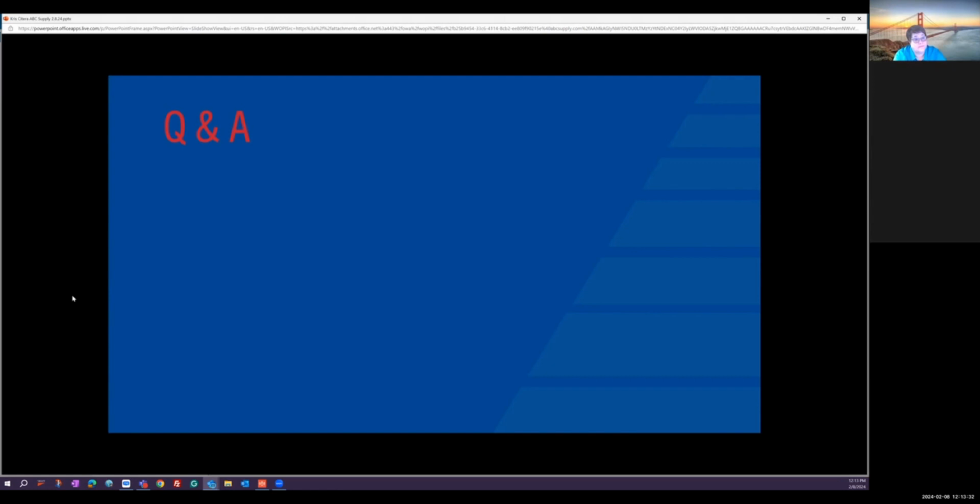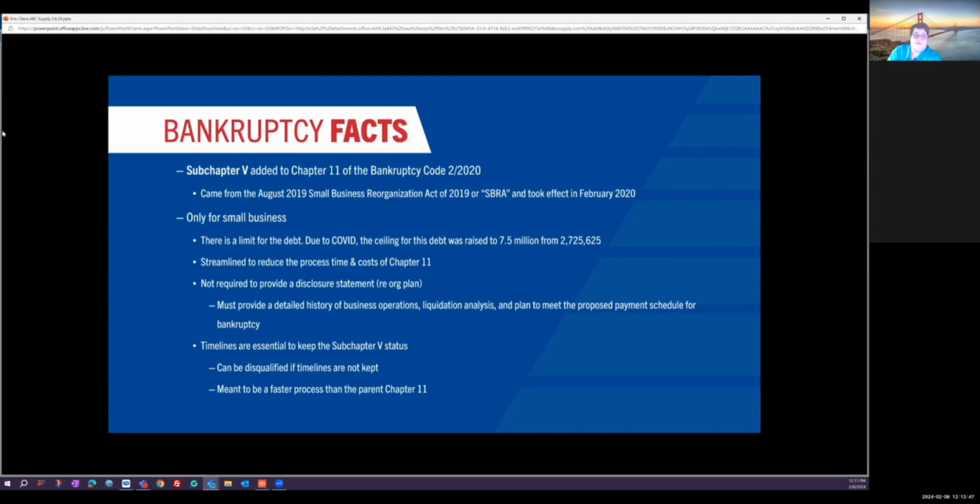It mentions small companies. How small is a small company for this chapter? So let's go over this one more time. There's a limit to the debt. Due to COVID, it was raised to 7.5 million.